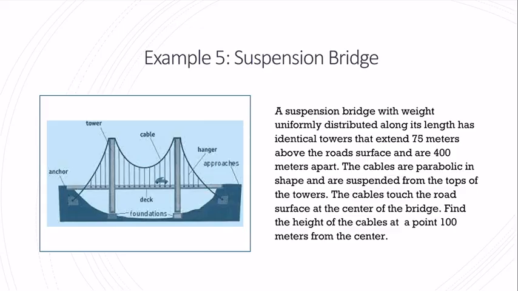For our last example, we have a suspension bridge, and its weight is evenly distributed among its length, and it has identical towers that extend 75 meters above the road's surface and are 400 meters apart. The cables are parabolic in shape, so they're going to form a parabola. And the cables touch the road surface at the center of the bridge. We need to find the height of the cables at a point 100 meters from the center.